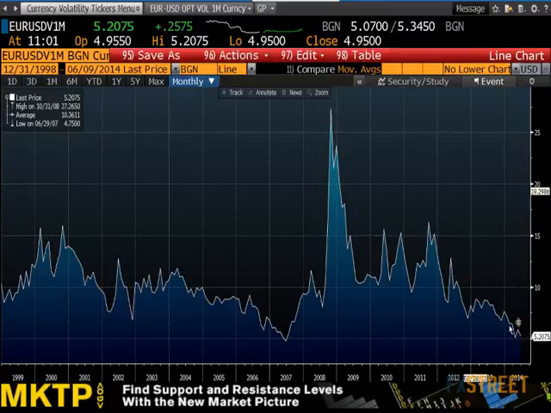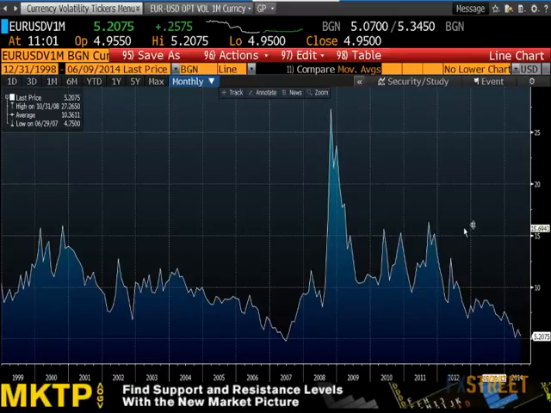So this puts it into perspective how, not only is volatility at extremely low levels, but it is definitely below its long-term average. The long-term 1-month average for the euro dollar volatility since the launch of the euro is 10.3%. And right now, volatility is at only 5%. So we're about half that level.